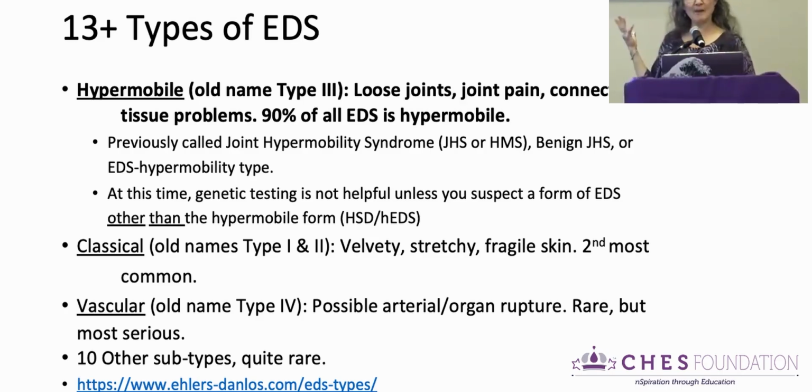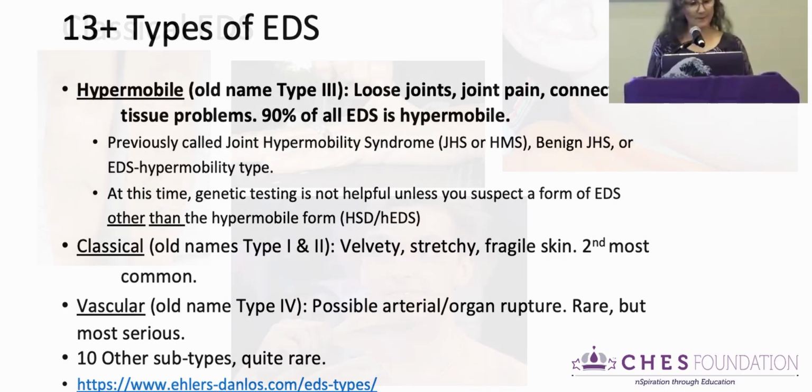The next most common is classical. That's the one with the really stretchy skin. I'll show you a picture of what that looks like. And then I'm going to mention vascular because it is a bleeding disorder conference. And that's the one that we worry about the most because that's the most life-threatening. If your blood vessels burst, if your organs burst, that can be life-threatening. So it's quite rare, but also you want to know.